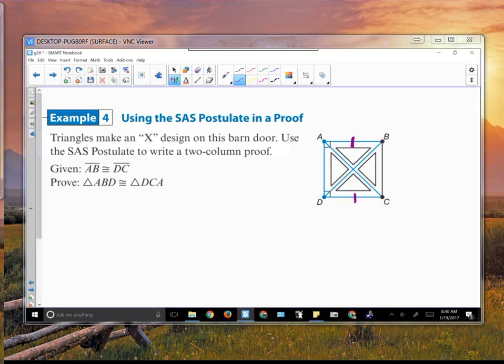So, start this off here: segment AB is going to be congruent to DC. And that is, of course, given. Now, I need some other pieces of information here. What else do I see in here that we've got?